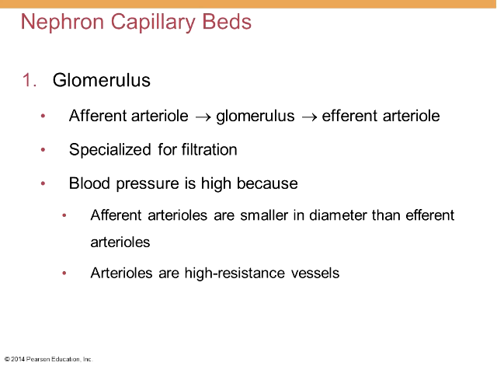So let's talk about the nephron capillary beds. We start out with the glomerulus. We have the afferent arteriole going into that glomerulus, Bowman's capsule becomes the glomerulus, and then it leaves as the efferent arteriole. And it's very specialized for filtration. The blood pressure is high because the hydrostatic pressure is driving the fluid out of that fenestrated capillary, through the podocytes into the collecting system. The afferent arterioles are smaller in diameter than the efferent arterioles, and the arterioles are high resistance vessels. This is to prevent our kidneys from suffering from any high pressure issues the body may have. It's a protective measure.